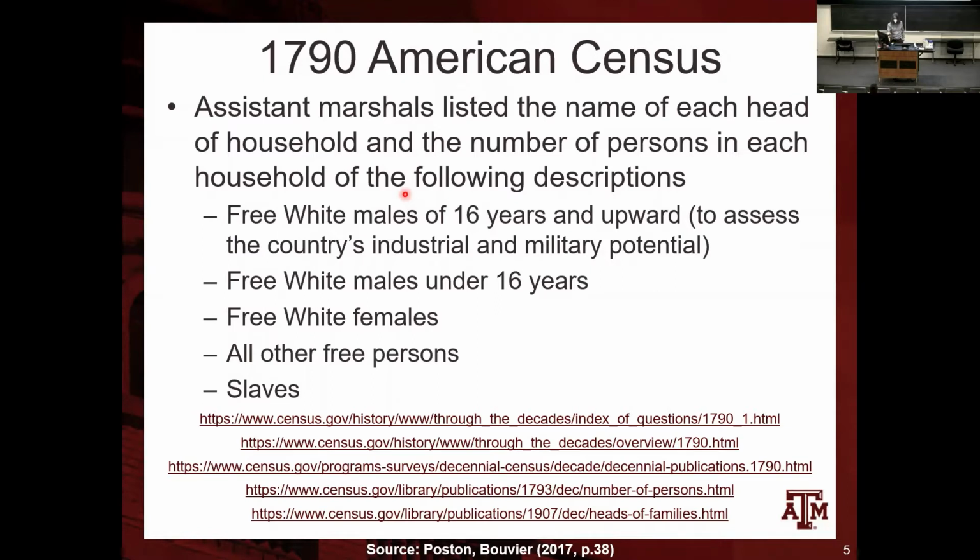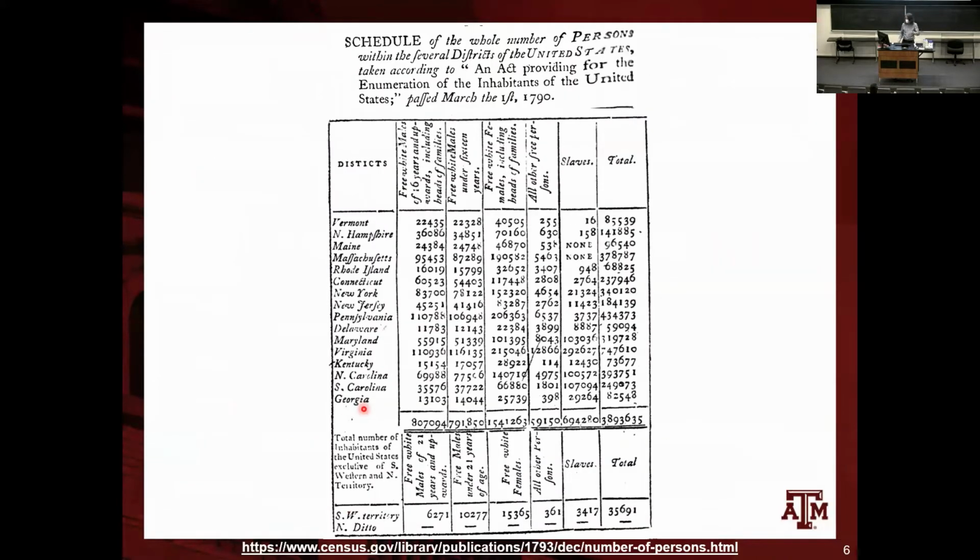And this specific information that I'm going to give you here comes not from the textbook, but from the Census Bureau website. So all this information here, more specific about the American census, comes from the US Census Bureau website. This is the result from the 1790 census, the count. So you have all the different districts or states in the US at that time.